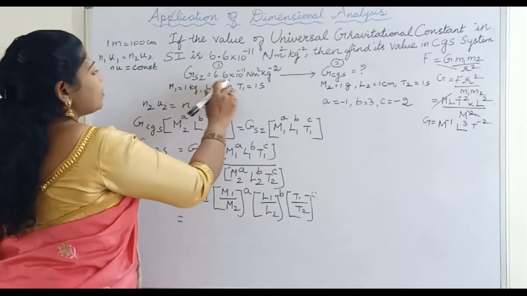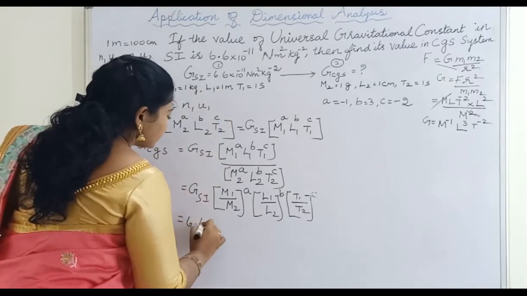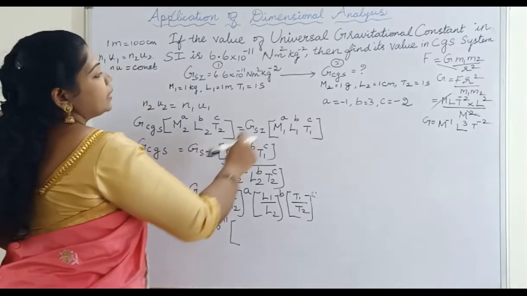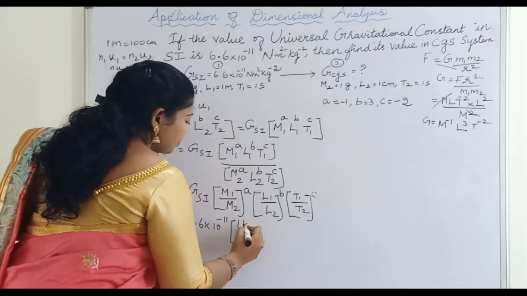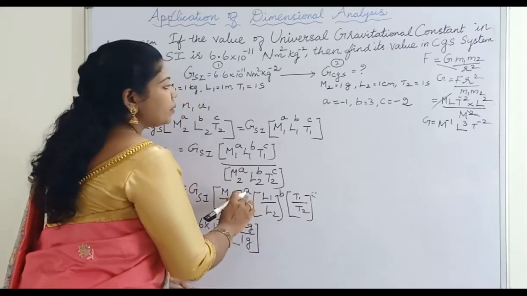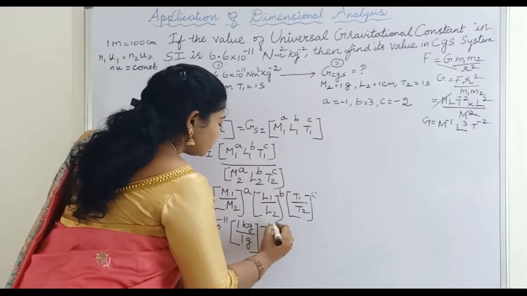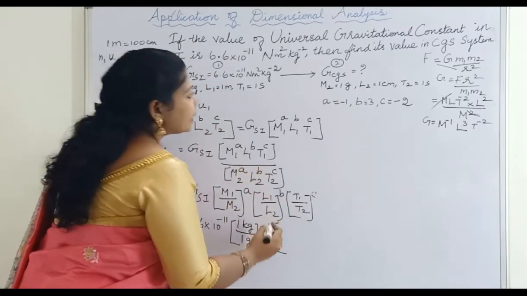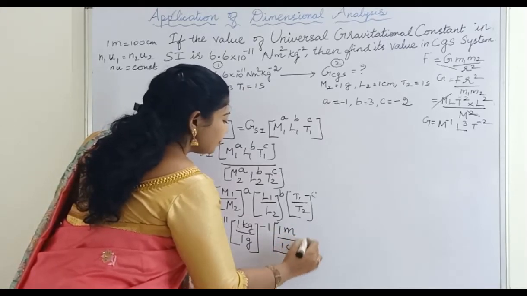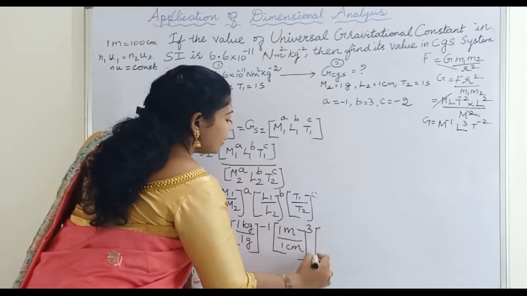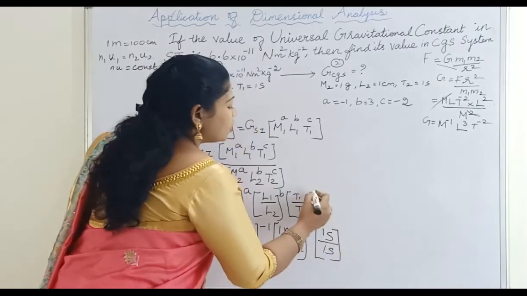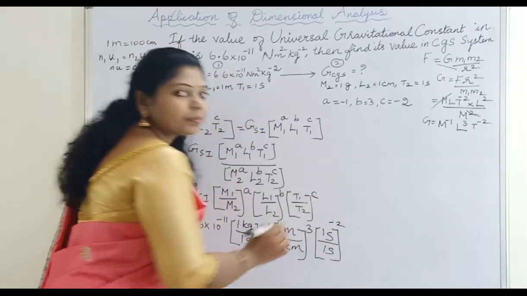G_SI, the value is given here. It is 6.6 into 10 power minus 11 into, what is M1? M1 is given as 1 kg by, what is M2? 1 gram. The whole power A. What is our A? Minus 1. What is L1? L1 is 1 meter by 1 centimeter. The whole power 3. And T1 is 1 second, T2 is 1 second. The whole power for C we have to write minus 2.